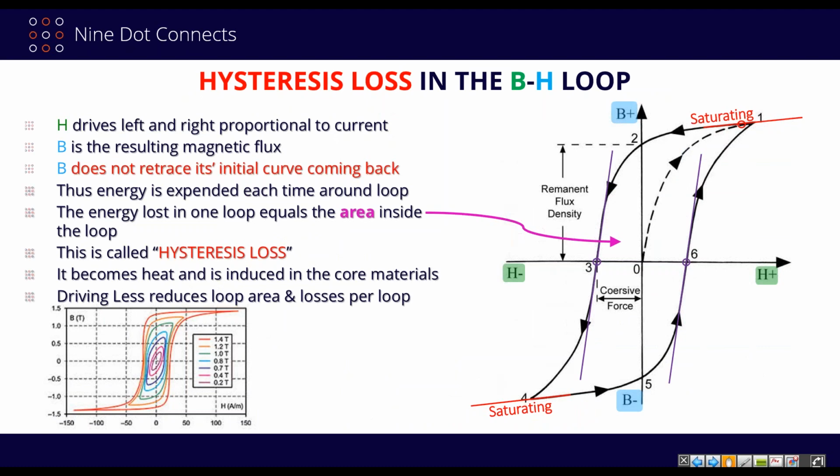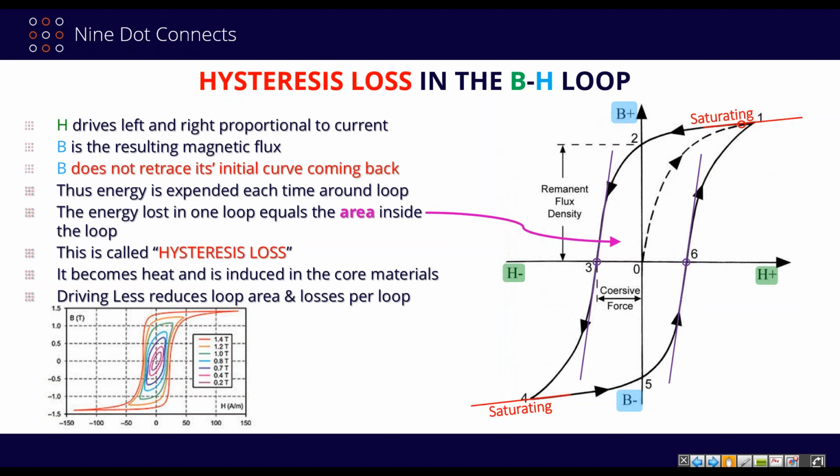Okay. Note that as H goes left and right, you can see the arrows. The B does not retrace its curve coming back. Therefore, there's energy lost. And the energy lost in one loop equals the area inside the curve that's being traced, and it's called hysteresis loss. It's separate from eddy current loss. It's separate from the winding I squared R loss, okay? So if you're worried about heating in transformers, this is something you have to think about. Less driving reduces the loop area and the losses per loop.